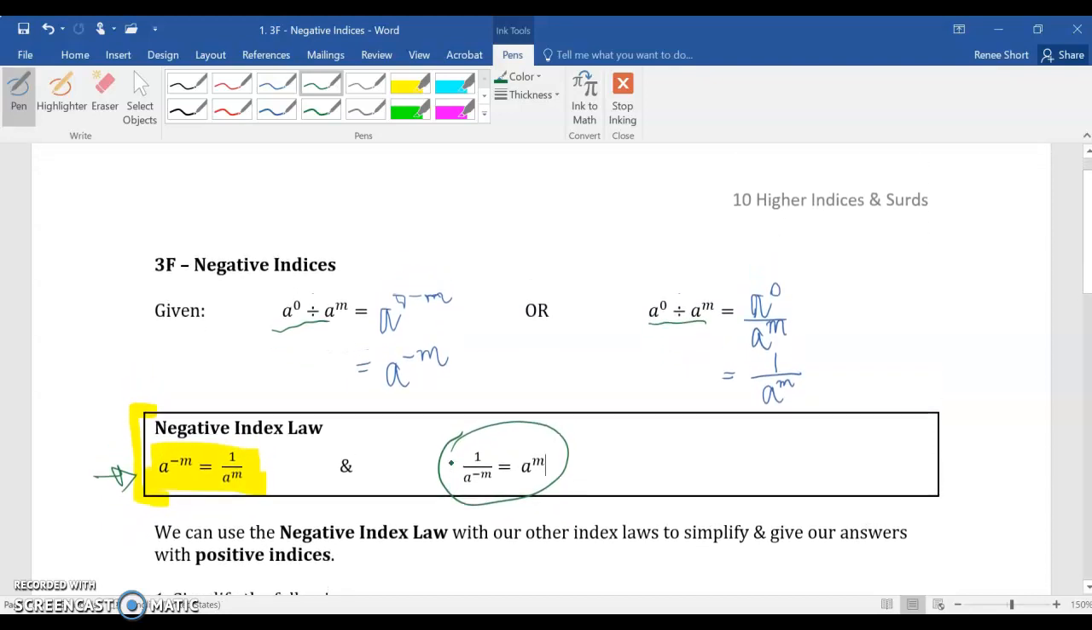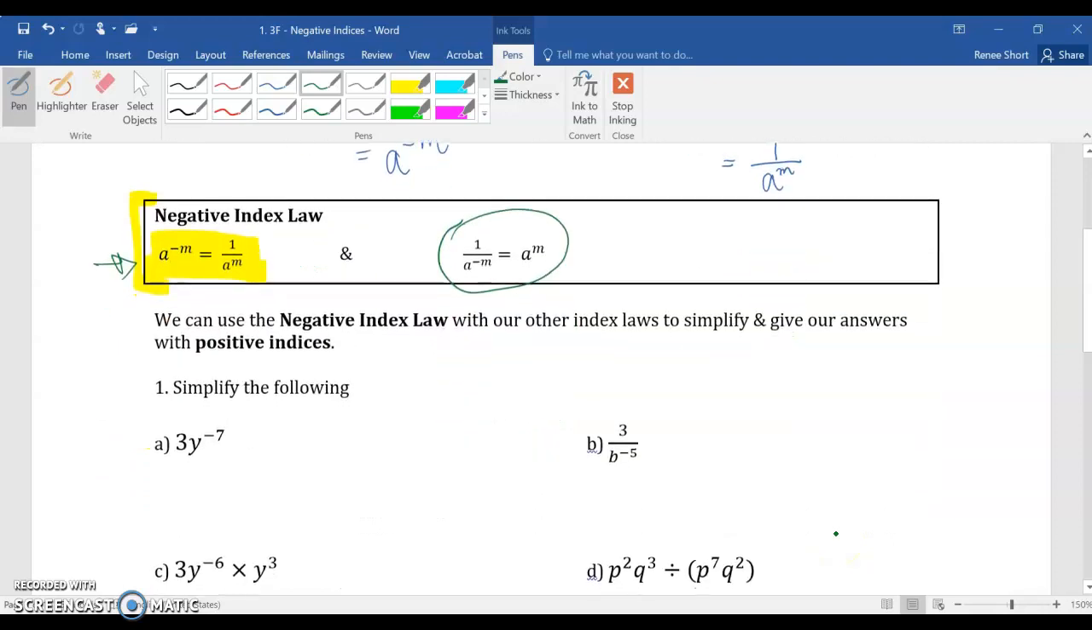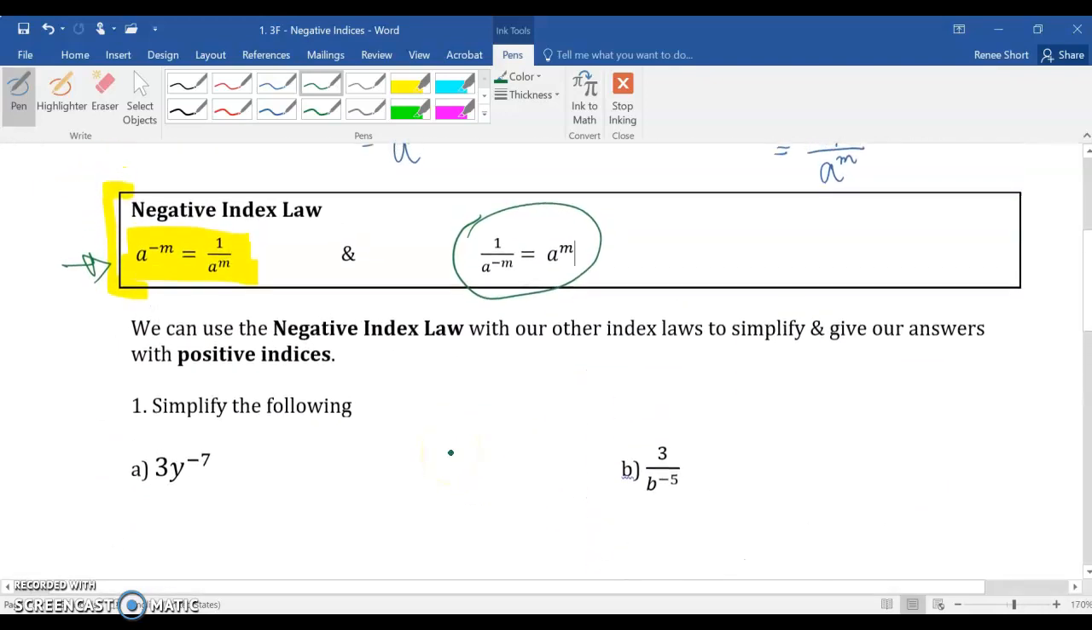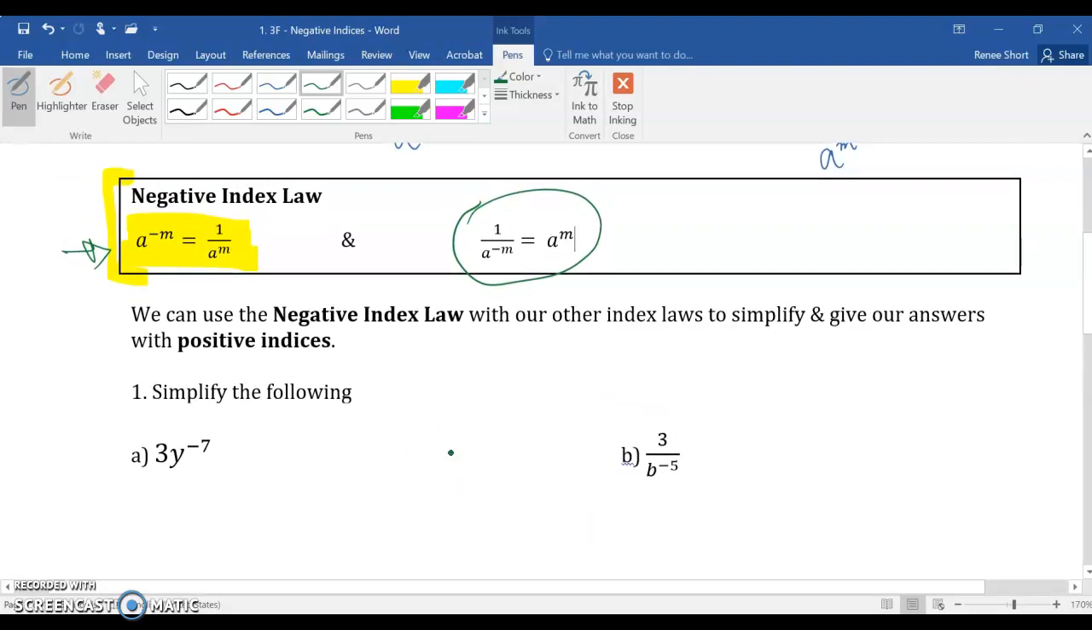We can use our negative index law with our other index laws to simplify different answers. And the point is that we should always give our answers with positive indices when we're working with indices. A question might not tell us to do that, but we should default to do that every time. I have a variety of examples here that I would like us to go through and simplify. So for each one we're going to apply the negative index law.